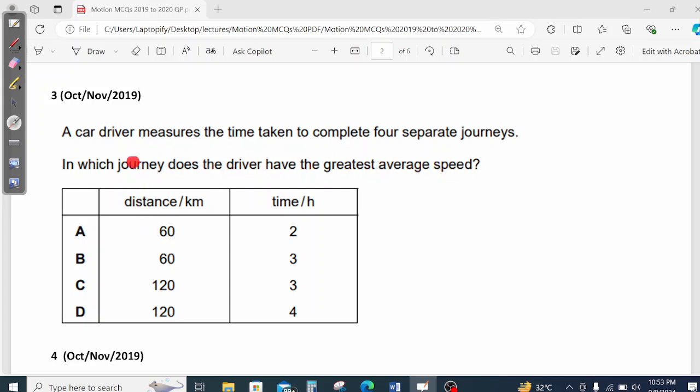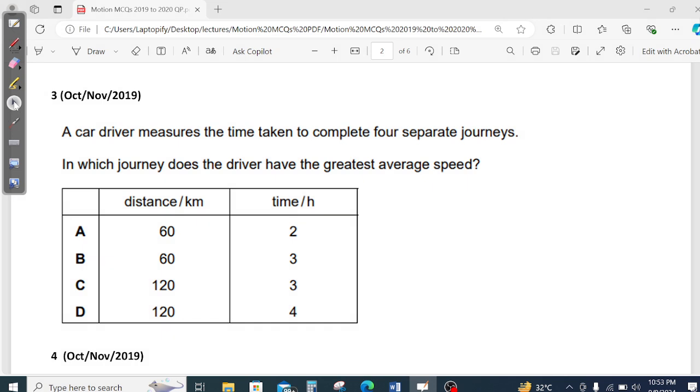So the driver is moving through 4 journeys, and during the first journey it covers 60 km distance in 2 hours. Time is taken in hours and distance is taken in kilometers. In the second journey it covered 60 km distance in 3 hours. In the third journey it covers 120 km distance in 3 hours, and so on. So you have to find the greatest average speed.